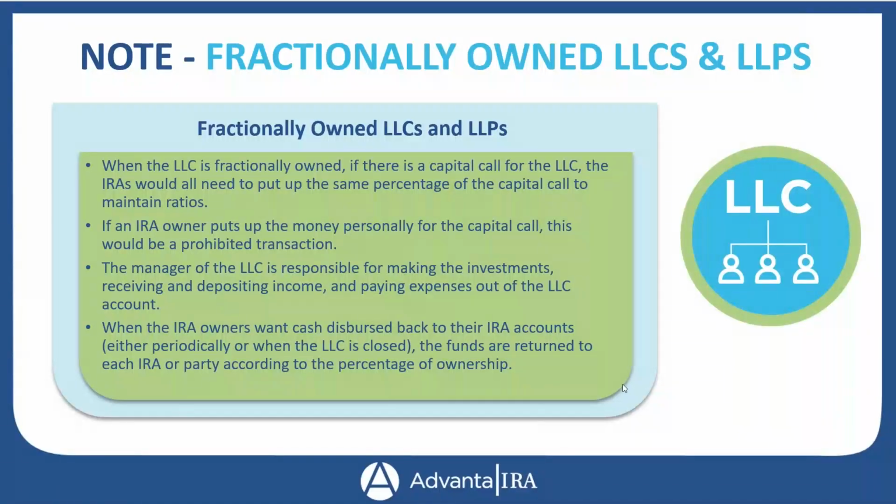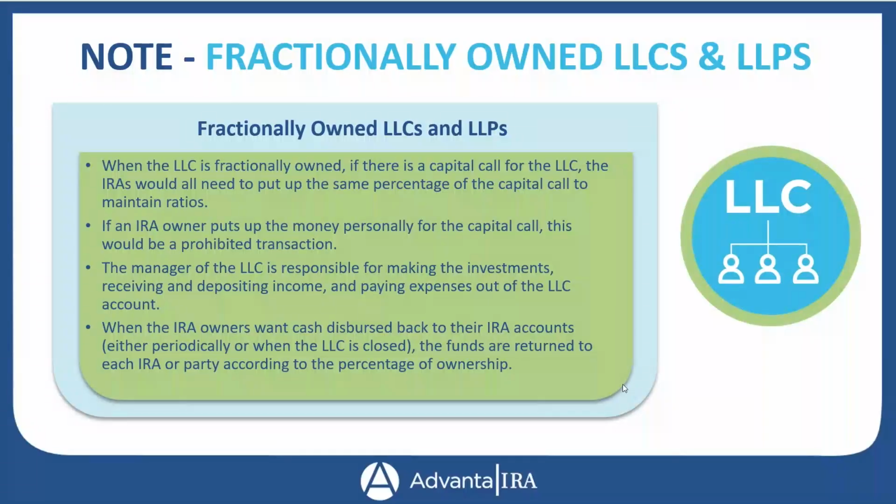I used the example that Joe and Jane Smith could possibly be partnering IRAs into an LLC to make a purchase. And if they are, it's important to know that when an LLC is fractionally owned and there's a capital call, the IRAs would need to put up the same percentage of capital call to maintain ratios. So in my example, Jane and Joe own the LLC 50-50. They can only own the LLC 50-50 if they're able to each put up 50% of the initial funding, and then going forward, they cannot change that percentage of ownership. It's always going to be 50-50 because in my example, they're married and considered disqualified persons.